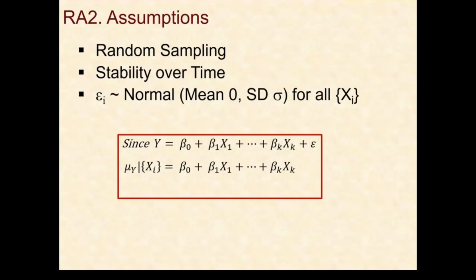Finally, we have the mean of epsilon. By assumption, the mean of epsilon is 0. Therefore, we see that one consequence of our assumptions is that the mean of y given a set of xi equals beta naught plus beta 1 x1 plus through beta k xk. Our proposed regression line can be thought of as a hypothesized line of means.